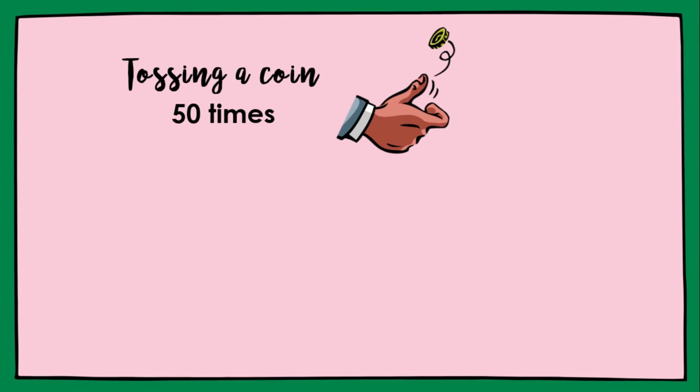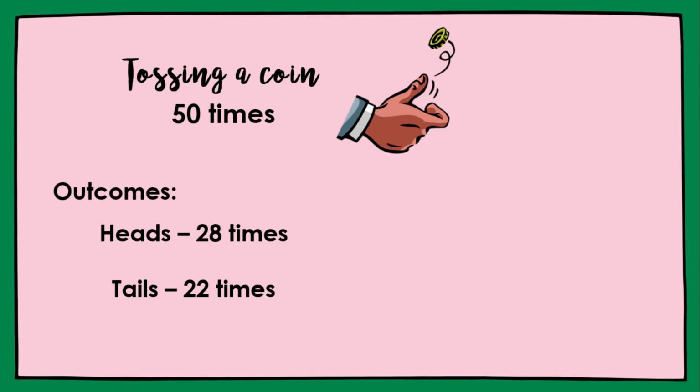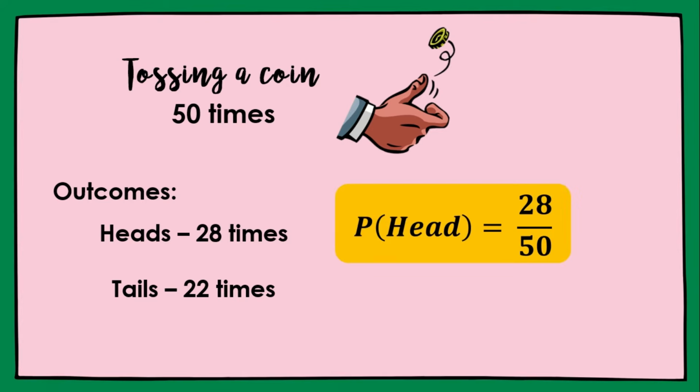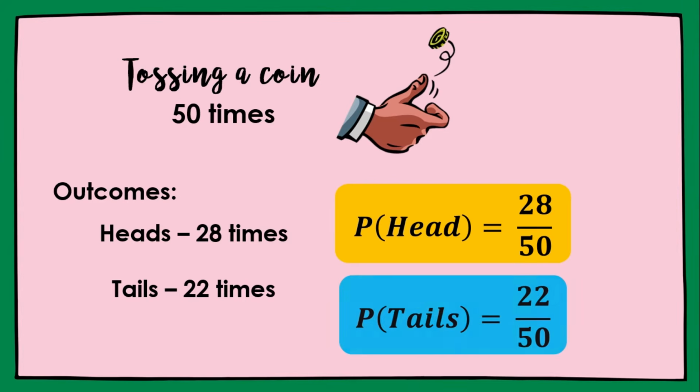Another example is tossing a coin 50 times and recording the outcome, heads or tails, each time. And let us say heads occurred 28 times and tails occurred 22 times. According to this experiment, the probability of heads occurring is given as 28 over 50, and the probability of tails occurring is given as 22 over 50. This is an example of an experimental probability.